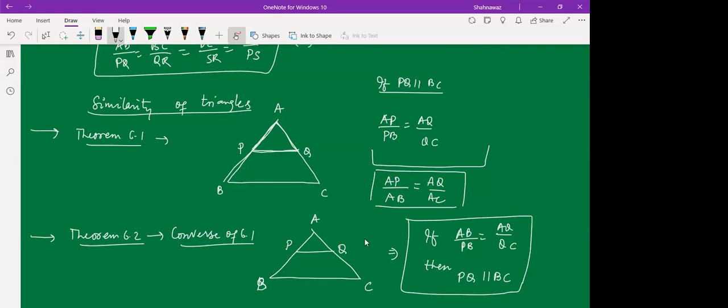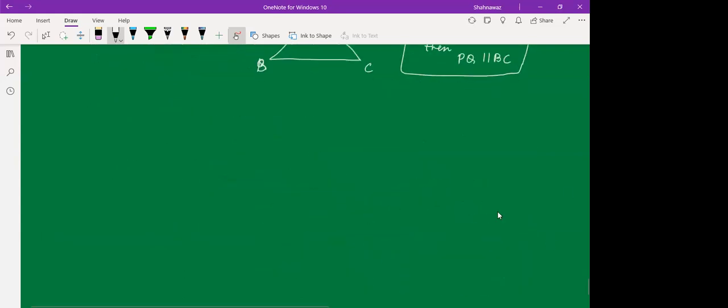What I would tell you guys is to please keep in mind the key idea of this exercise, exercise 6.2. What is the key idea? First, we have to identify a triangle.